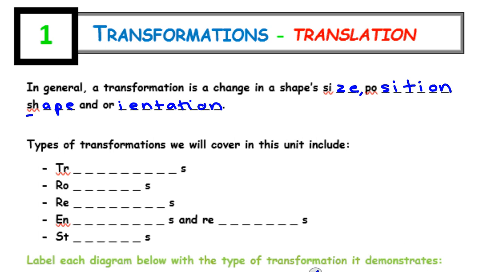There are different types of transformations, and our syllabus covers these kinds. The types of transformations we'll cover in this unit include the first one. What is today's lesson about? That's right, it's translations. Try to think, what's another kind of transformation, like a movement in space that starts with RO? That's right, it would be rotations.